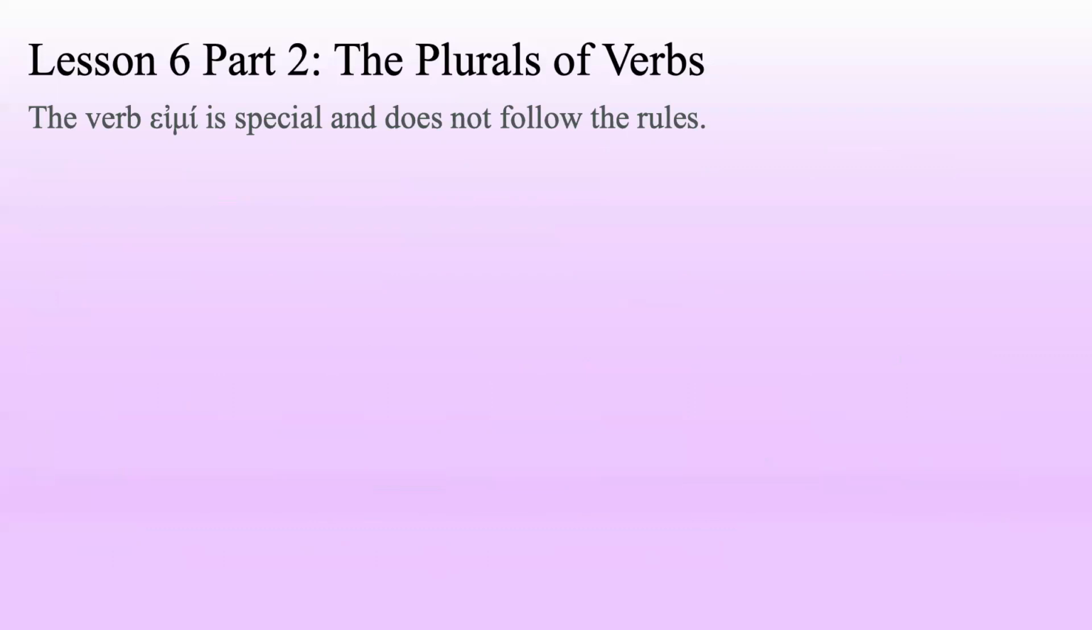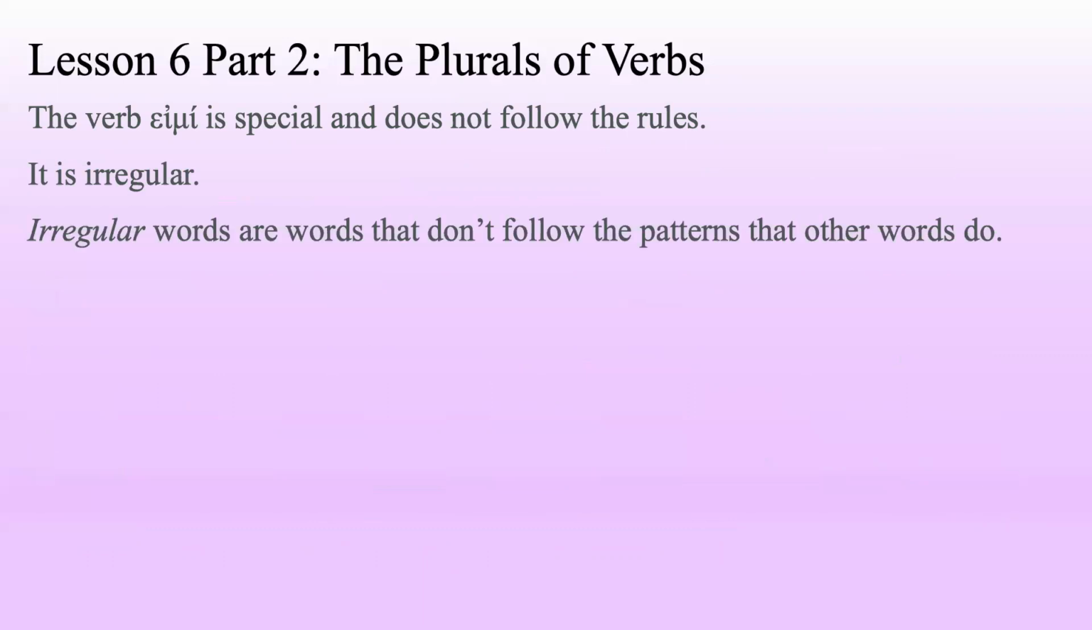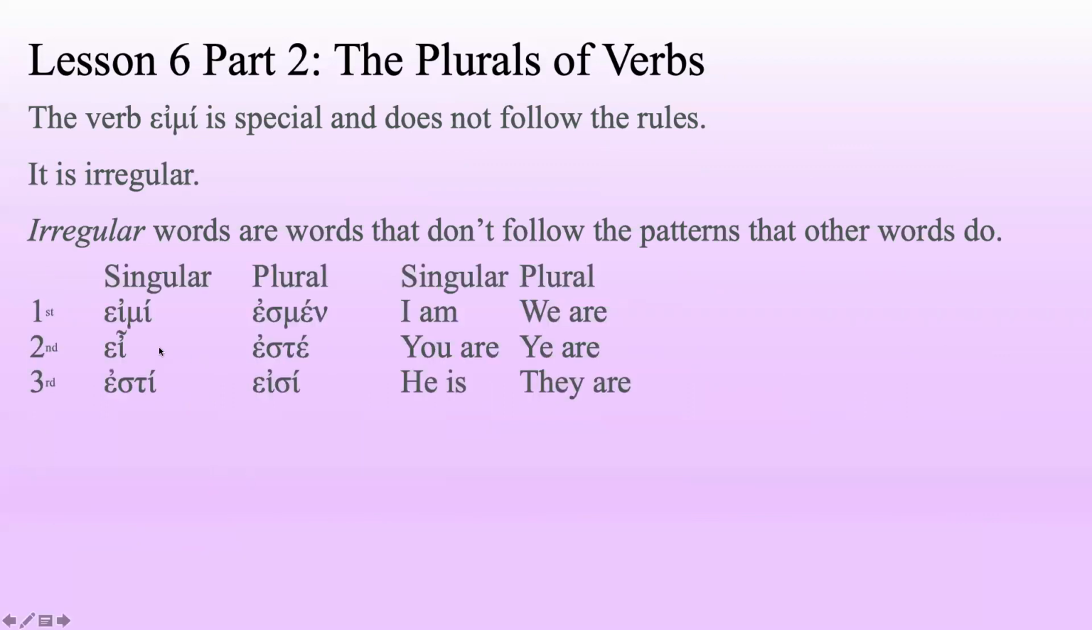Now, the verb eimi. The verb eimi is special and does not follow the rules. It is irregular. Irregular words are words that don't follow the patterns that other words do. So here is eimi. We have eimi, ei, esti, esmen, este, eisi.